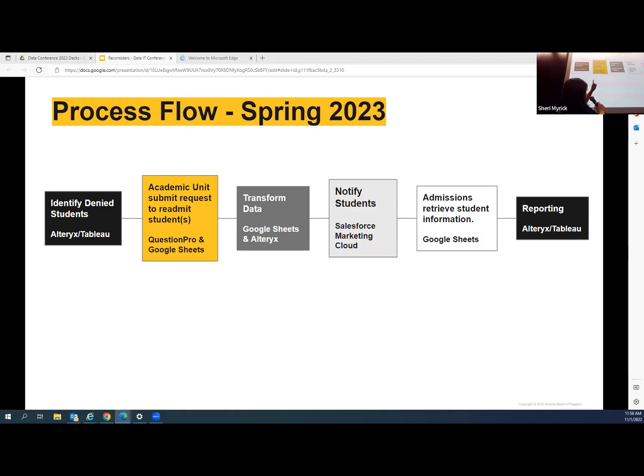Again, some more automation was done here on the transform data piece. And then we automated the Salesforce Marketing Cloud piece. And because of the timing, it eliminated the need for us to manually notify admissions. So now they just go into the Google Sheets and get the information they need, and they can do that daily because these emails are going out daily. And reporting, again, Jeff automated a lot more of that as well. So the process really stayed the same. It's just we used the tools themselves to automate more of the data.